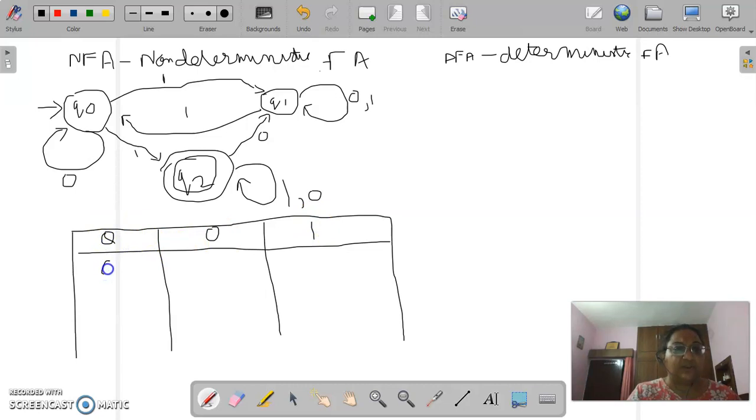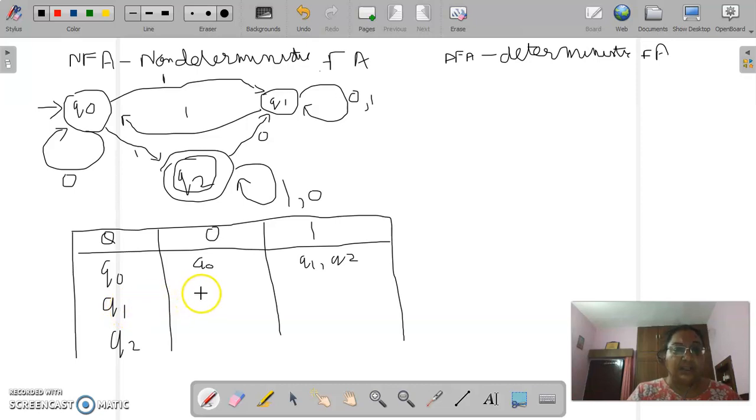So we have Q0, Q1 and Q2. Now Q0 on an input of 0 remains in Q0, and on an input of 1 it can move to Q1 also and it can move to Q2 also. So it is not a single state, but it is multiple states that can arise out of it.